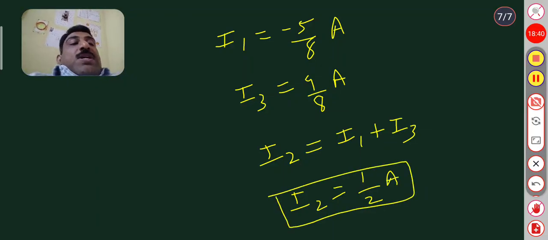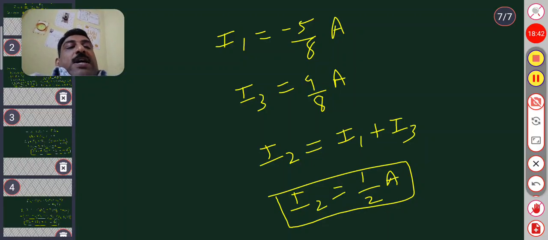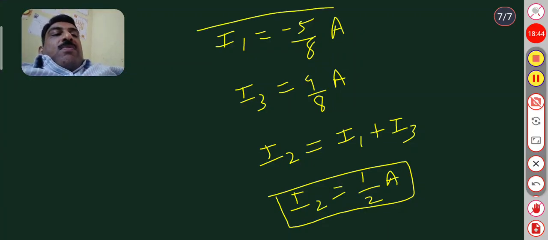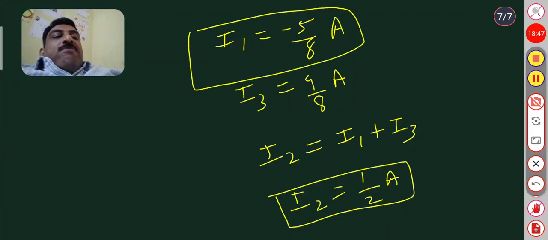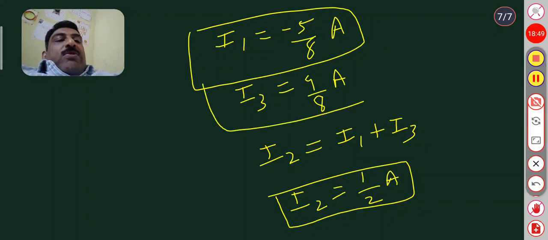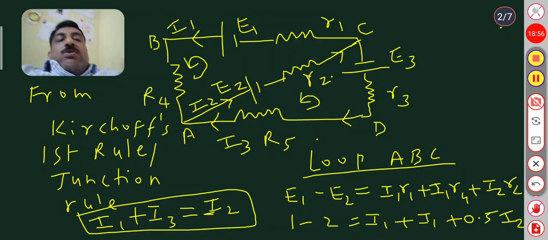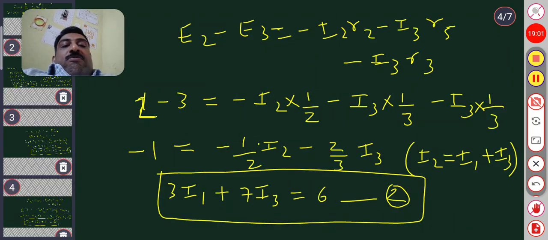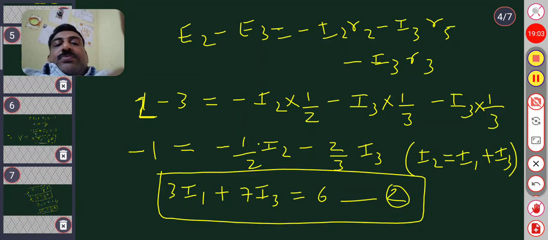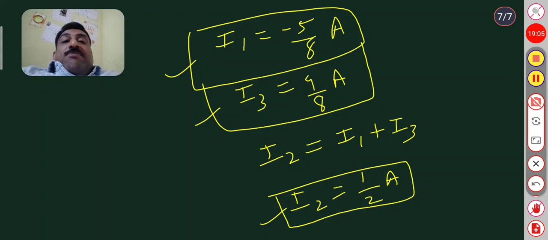Okay, so in this way we found out the currents in the three branches, I1, I2 and I3. We got the current in all the three branches. So the values of the currents are: I1 is equal to minus 5 by 8 ampere, I2 is equal to 1 by 2 ampere, and I3 is equal to 9 by 8 ampere.